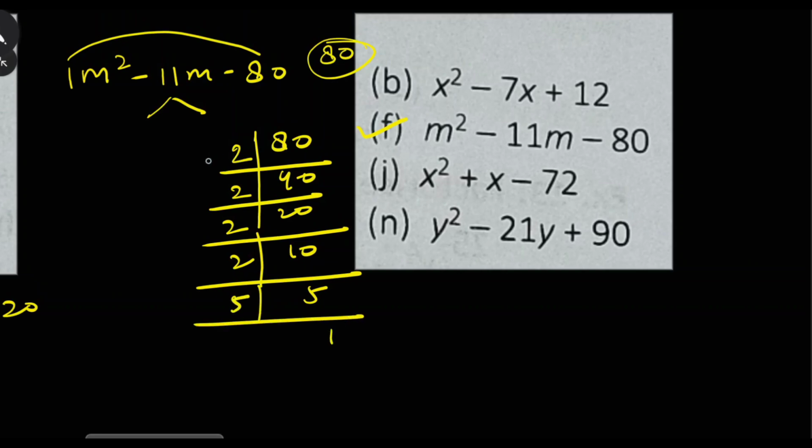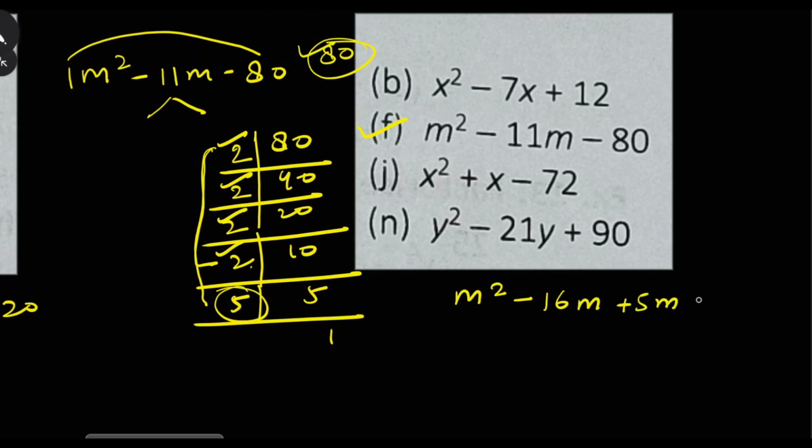Now I have to group the numbers in such a way that on addition or subtraction you will get 11, because the product of all these numbers is always 80, because they are factors of 80, but you have to arrange these numbers in such a way that you will get 11. So now we're going to take the first 2 numbers, that is 2 2s are 4, 4 2s are 8, and 8 2s are 16, and 16 subtract 5 you will get 11. And 16 5s are 80, it is also there. So we can write like this: m square minus 16m, it should be plus 5m.